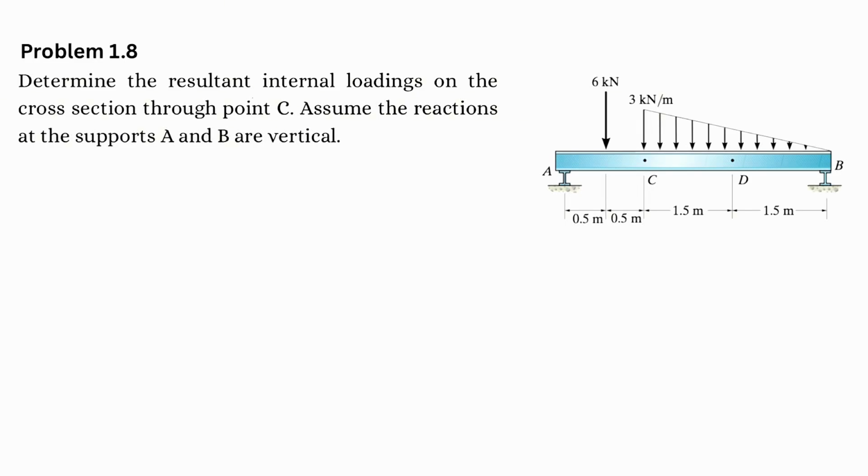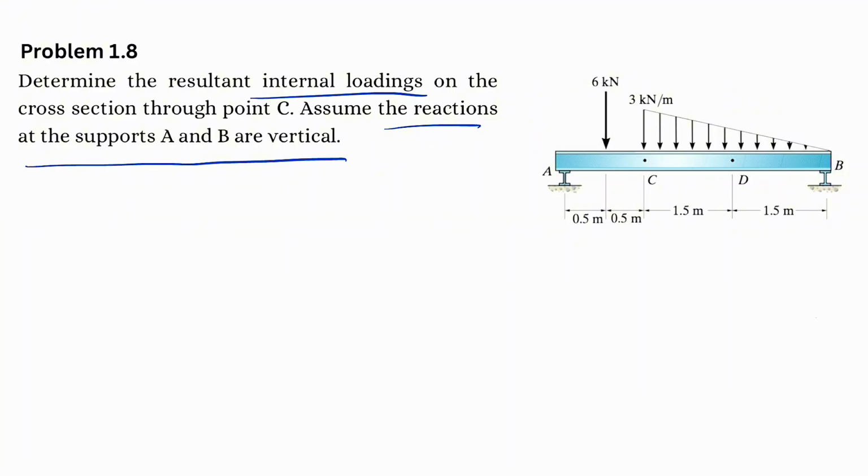Alright guys, welcome back. We have another question from the first chapter of Mechanics of Materials by Hibbeler, and we have question 8 where we need to determine the resultant internal loading on the cross-section through point C, assuming that the reactions at the supports A and B are vertical.